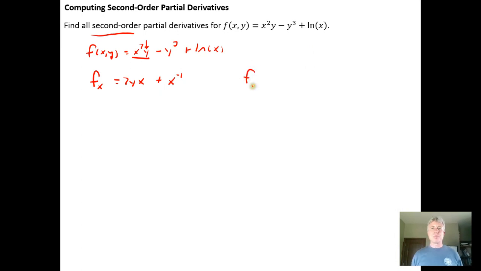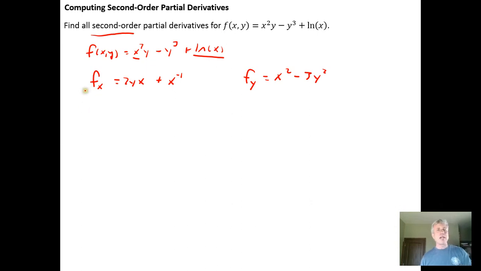We can also do the first partial derivative with respect to y of our function, and if we're doing it with respect to y, then we're holding the x terms as constant. So we're going to look at x squared as a constant coefficient on y. The derivative of a constant times y is just the constant. So the derivative of x squared y with respect to y will be x squared, minus the derivative of y cubed with respect to y, which is 3y squared. And the derivative of the natural log of x with respect to y will be 0, because we'll treat the natural log of x as a constant.